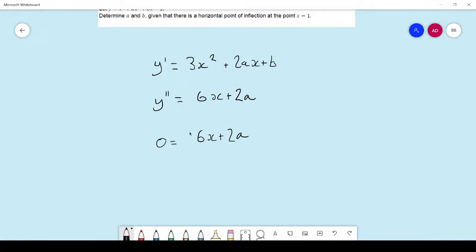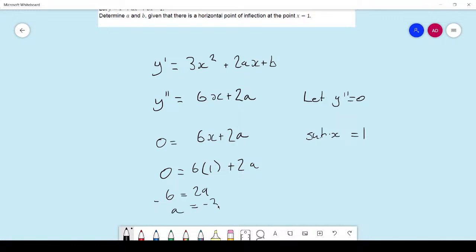And then we can substitute x equals 1, because this here is our point of inflection. So we'll sub x equals 1, and here I'll just write let y double dash equals 0, because that's the point of inflection. Sub x equals 1. Alright, so we should have 0 equals 6 times 1 plus 2a, meaning we can take the 6 to the other side. So we would have negative 6 plus 2a. Right, so a should equal negative 3.